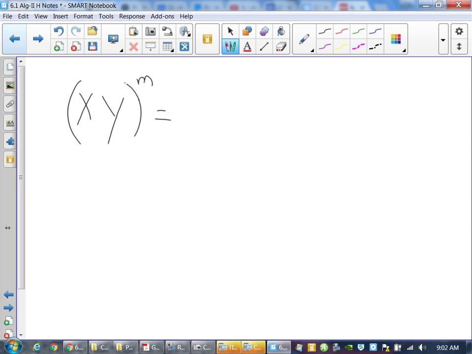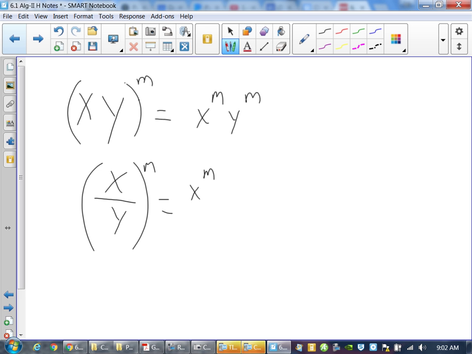When you have two things raised to an exponent, think of this. This is a monomial here, guys, because there's no addition between the two. This is when you distribute your exponent. And it works the exact same way if there's division. Same thing, basically, when you're dealing with a fractional part.